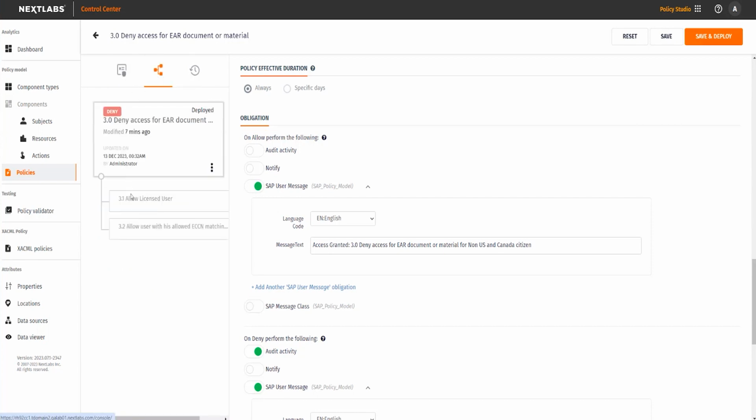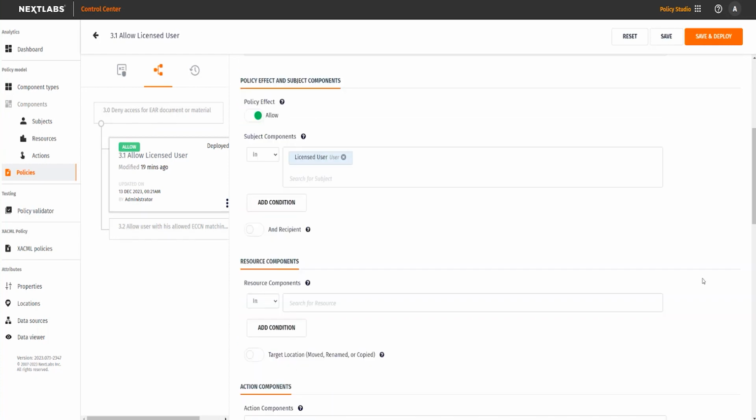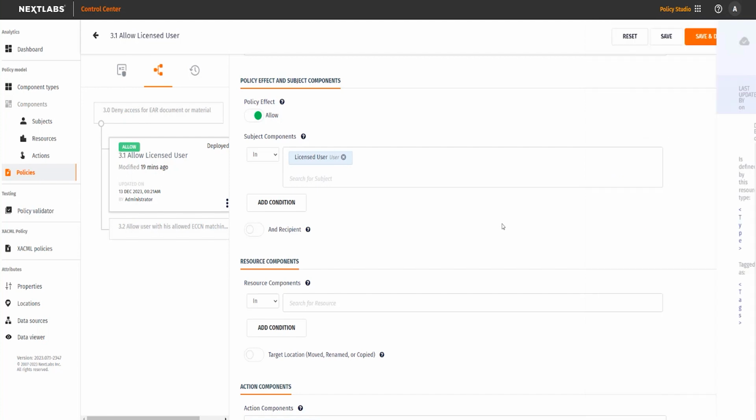Let's take a look at our sub-policies. Our first sub-policy, allow licensed user. In my subject component, we have licensed user and no resource component. Since this policy is a sub-policy of the original policy, this policy adds the exception for a licensed user to access EAR documents or materials. Let's take a look at our last sub-policy.